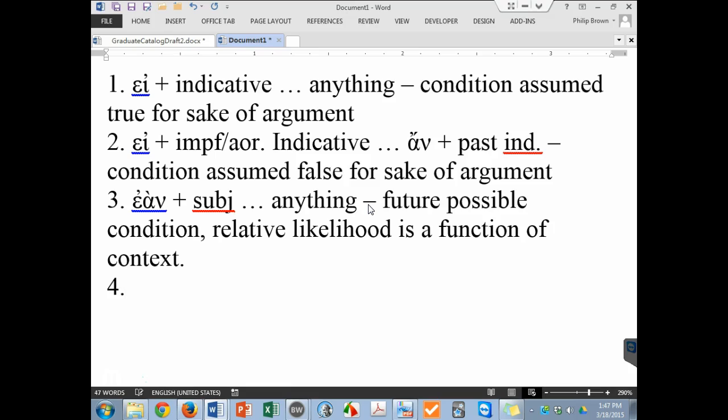And then the fourth class condition is ei plus the optative. And this is a future condition that is uncertain and unlikely to be fulfilled.